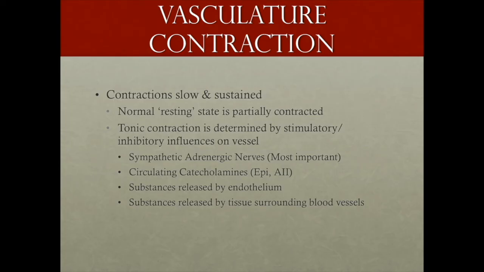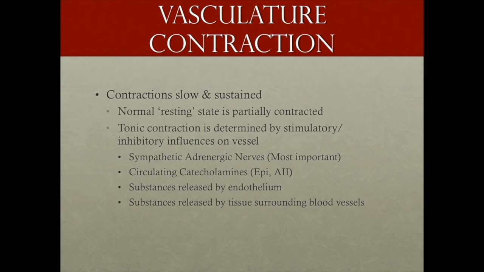Vasculature smooth muscle contraction is slow and sustained. The normal resting state is actually partially contracted. This tonic contraction is determined by the stimulatory and inhibitory effects acting upon the vessel. Sympathetic adrenergic nerves are the most important and cause a certain amount of stimulation and contraction.